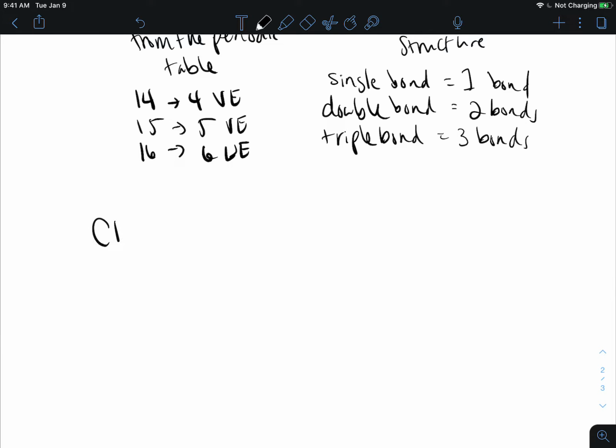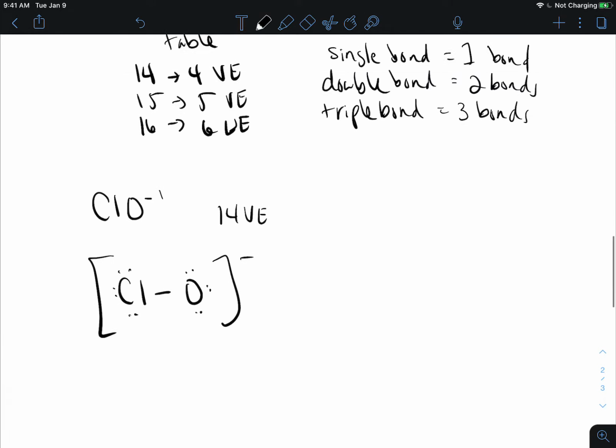Let's take ClO minus. So we're going to draw the Lewis structure for this and then figure out our formal charges on each of the species. So if we have chlorine and oxygen, those together are going to have 14 valence electrons. We're going to put them together looking like this. So there's 2 of our electrons, 4, 6, 8, 10, 12, 14. So that's our total electrons. It has a charge, so it's going to look like this. And that is our Lewis structure.